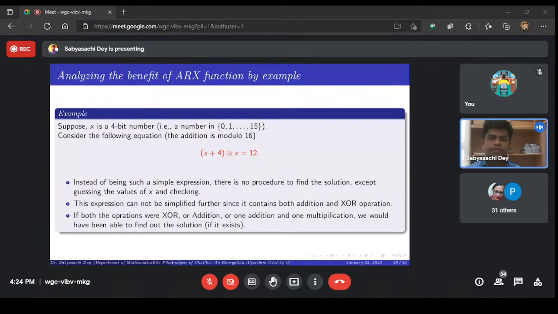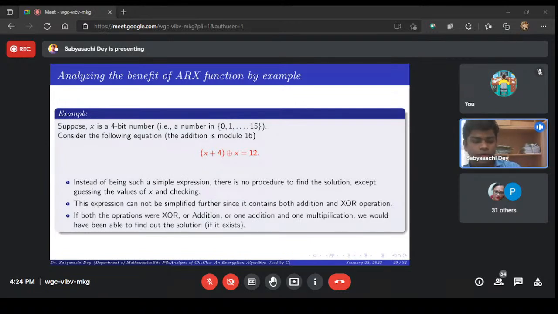Just look at this equation, x plus 4 XOR x. It is a very simple equation. Now, suppose you are given that x is a number between 0 and 15. That means x is a 4-bit number in binary. Now, if I ask you whether this equation has a solution or not, or what the solution is, how will you deal with this equation? There is nothing you can do, because we can perform this XOR operation only if we know the value of x plus 4. But we don't know the value of x plus 4. So even if it is a simple operation, we cannot simplify it further. The only way we can find a solution is by randomly guessing the values of x.